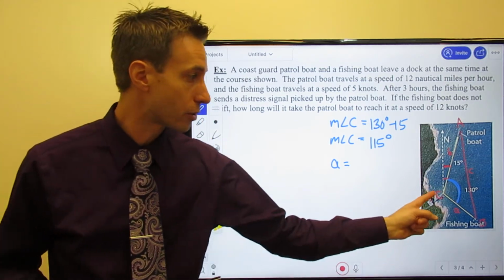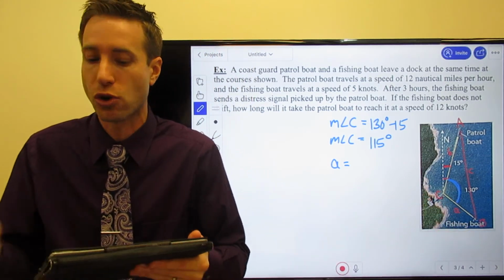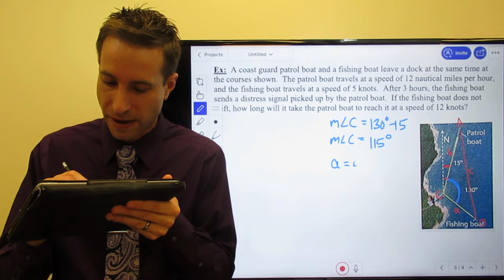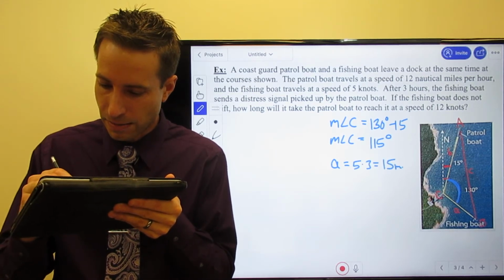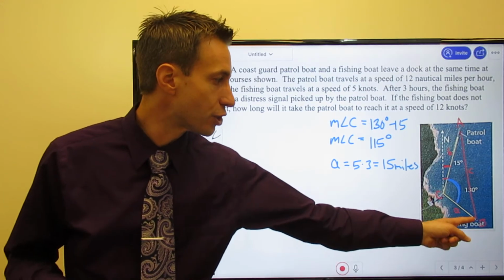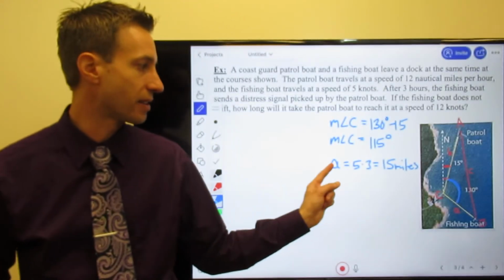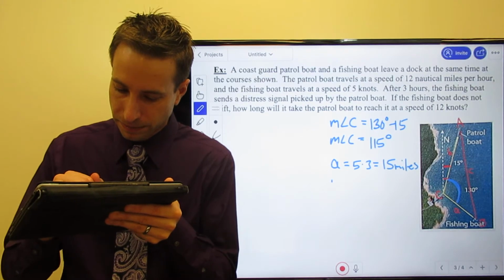It was 3 hours traveling before it ran into trouble, sent out the distress signal. 5 times 3 is 15 miles. So I know that the fishing boat is 15 miles from the port. That's A. What about B?